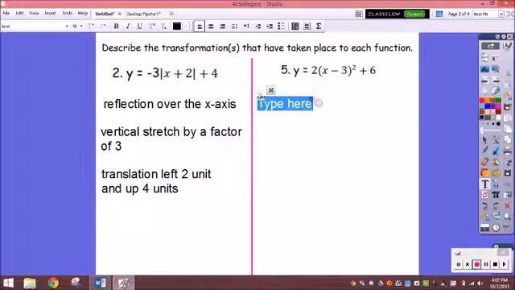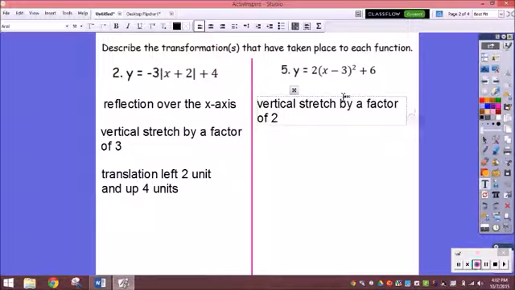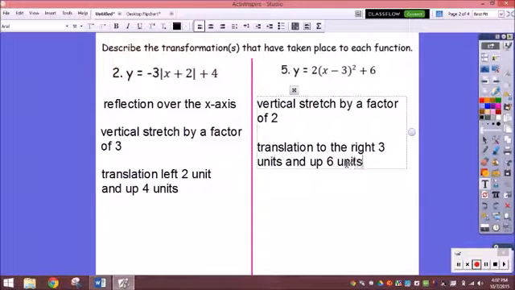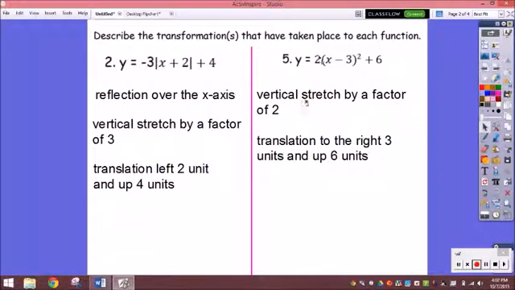And so for this one, I'm going to start with the 2, and I'm going to say vertical and it's greater than 1, so that would be a stretch by a factor of 2. And then the minus 3 inside the parent function here, that means a translation to the right 3 units. And the plus 6 at the end is also a translation. It would be up 6 units. And so I have the dilation listed, and I have the 2 translations. So I know I've covered everything.